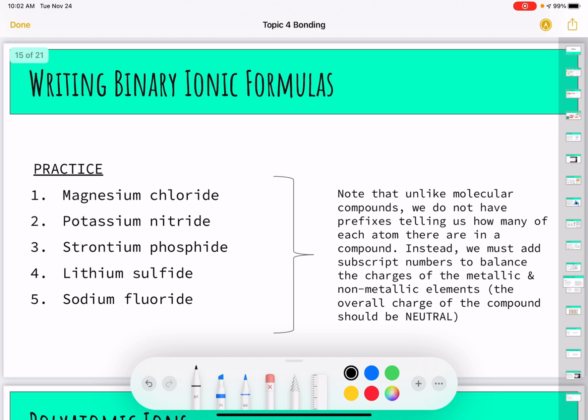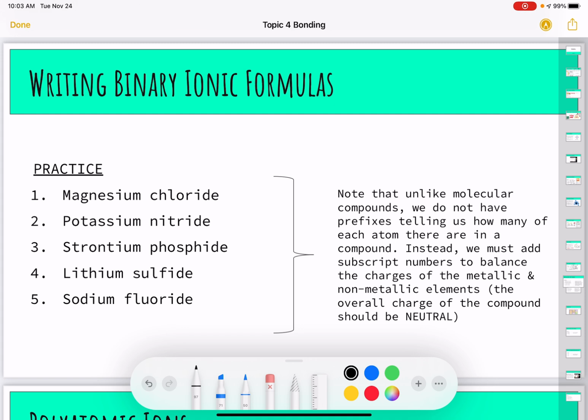Next one, we're going to write them from the words to the formulas. It says, note that unlike molecular compounds, we do not have prefixes telling us how many of each atom there is in the compound. Instead, we must add subscript numbers to balance the charges of the metallic and non-metallic. The overall charge of the compound should be neutral. So this is probably, again, the most complicated part of ionic naming, because we're going to have to go from words or names to formulas, and our formulas are actually balanced. They have charges that are balanced, and that's what those numbers represent.